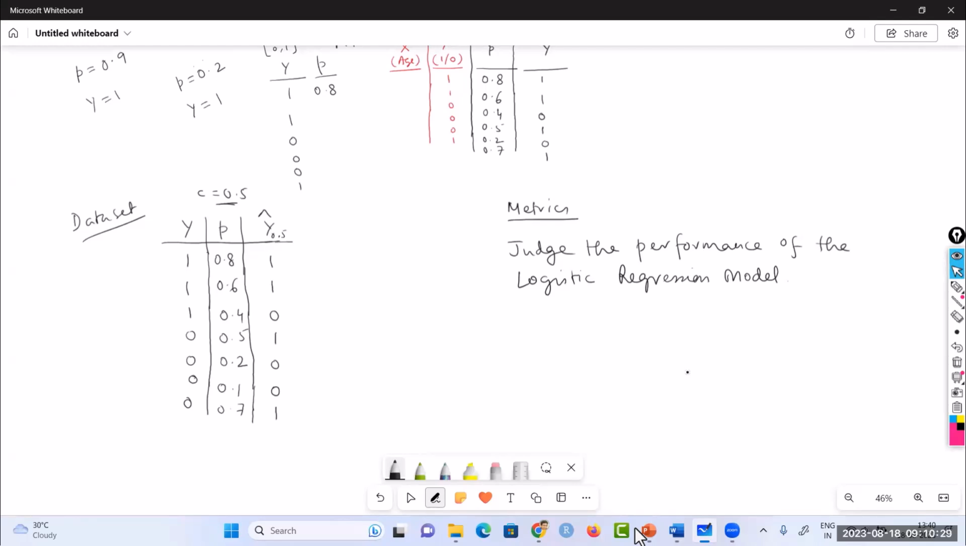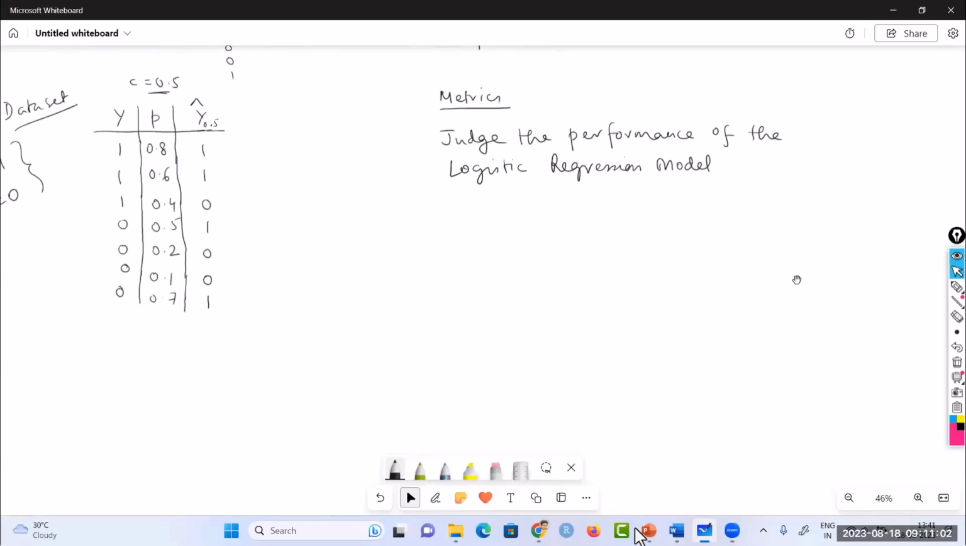Coming to the different metrics which are used to judge the performance of the logistic regression model, that means how good my logistic regression model is in discriminating the good and the bad observations. Good means y equals 1, bad means y equals 0. Just like the type 1 error and type 2 error, we have created a 2 cross 2 table. Here also we will construct a similar table.